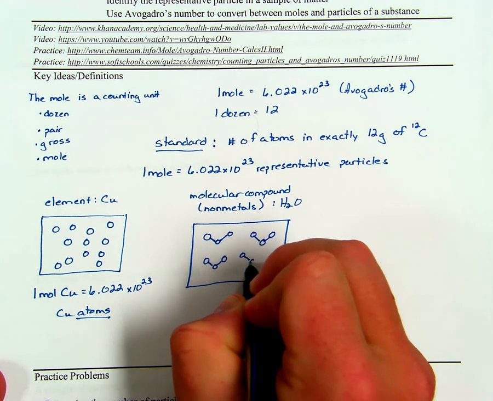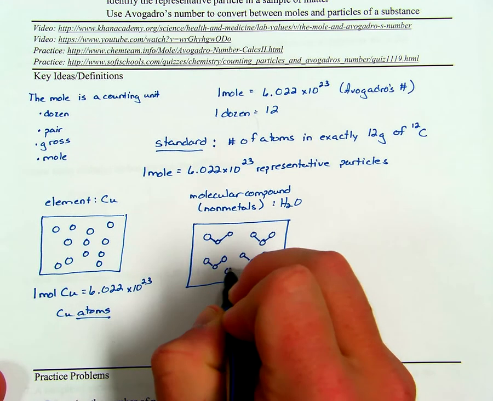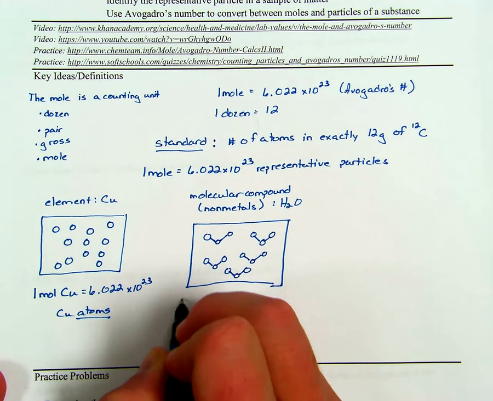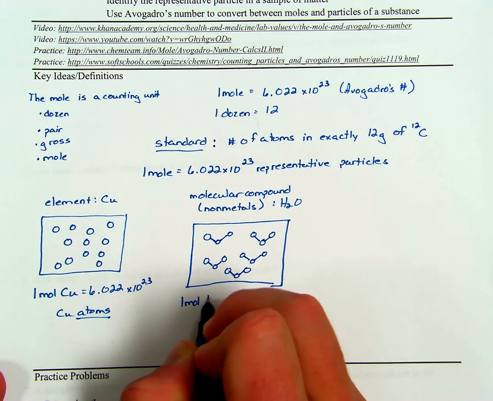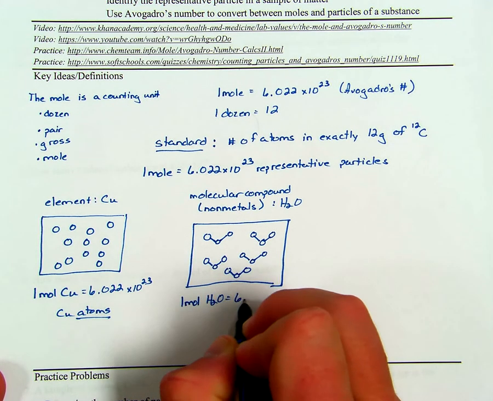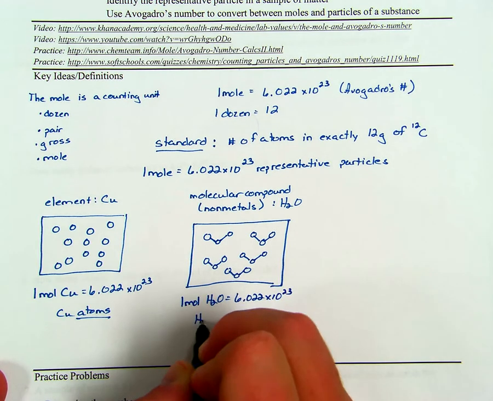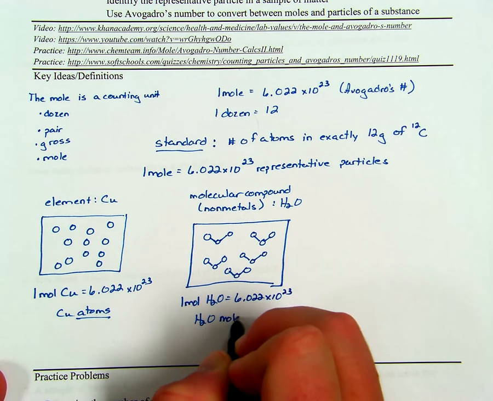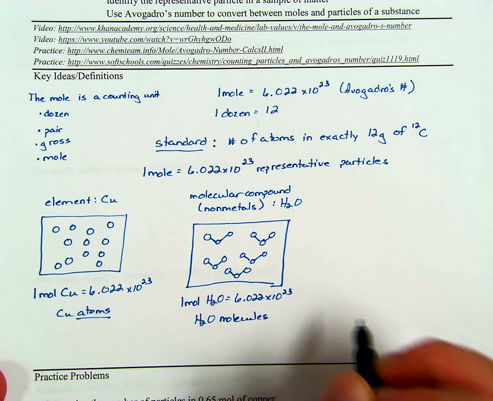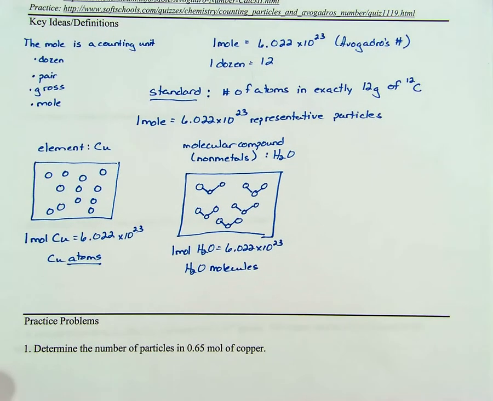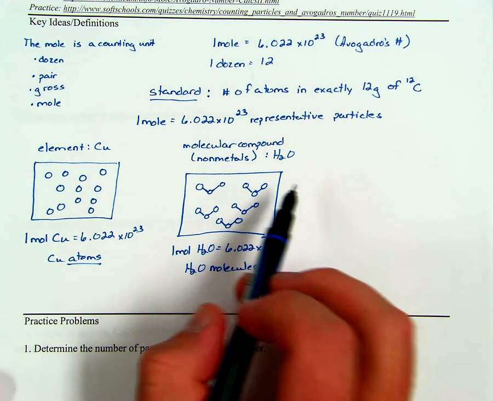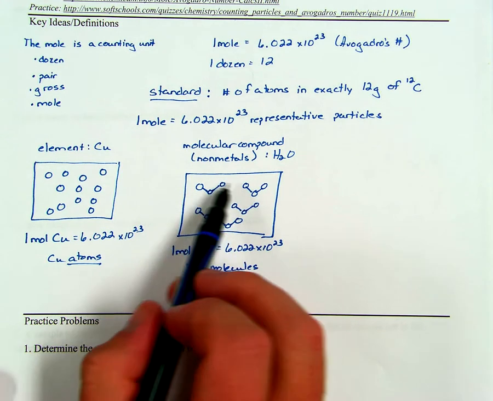And that's exactly what we would call a mole of water then. We'd say 1 mole of water equals 6.022 times 10 to the 23rd water molecules. Not atoms, because when we talk about a mole of water, we're talking about the whole thing. Okay, a unit of water is the molecule.